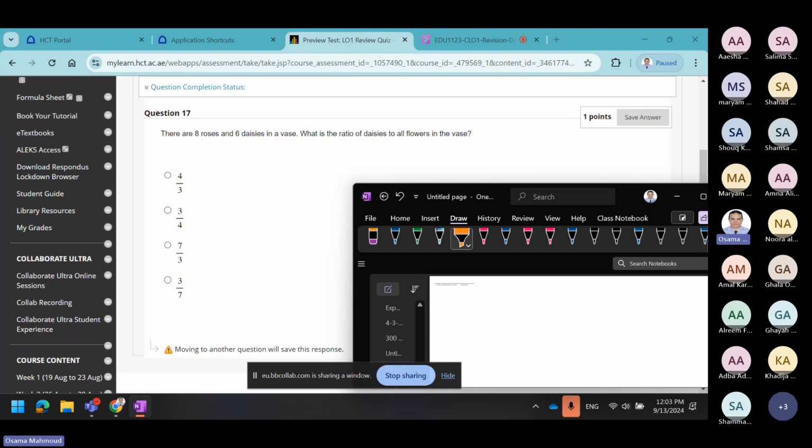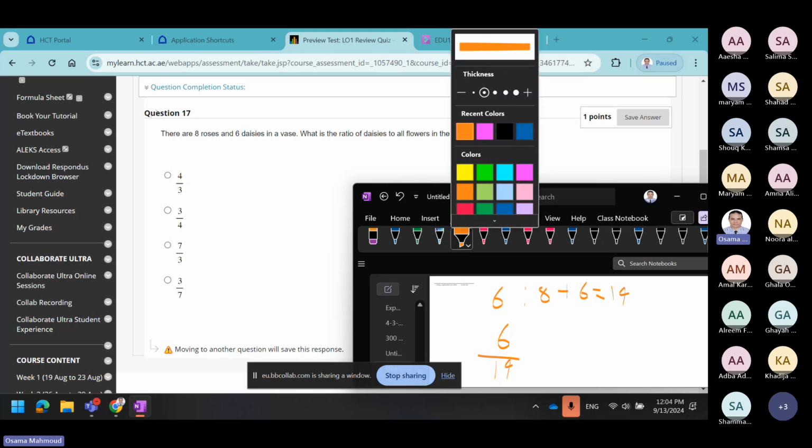There are 8 roses and 6 daisies in a vase. What is the ratio of daisies? How many daisies do you have? This is 6, right? To what? All flowers, so I have to add what I have been given. So I have 8 plus 6, which is 14. So 6 over 14. You don't have this answer in the choices, right?